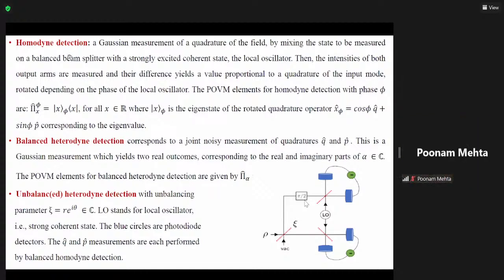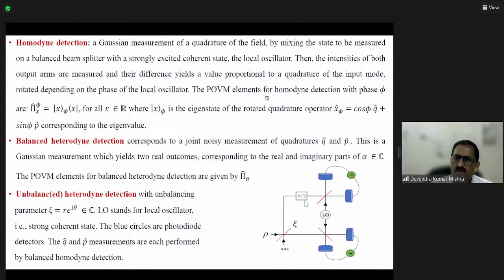So for homodyne detection, the POVM elements with phase phi can be defined in terms of this operator, where ket x, dependent on phi, is the eigenstate of the rotated quadrature operator x phi equal to cos phi q plus sin phi p, corresponding to the eigenvalue. Next, we can consider balanced heterodyne detection, which corresponds to a joint noisy measurement of quadratures q and p. This is a Gaussian measurement which yields two real outcomes corresponding to the real and imaginary parts of alpha. POVM elements of balanced heterodyne detection are given by this operator.